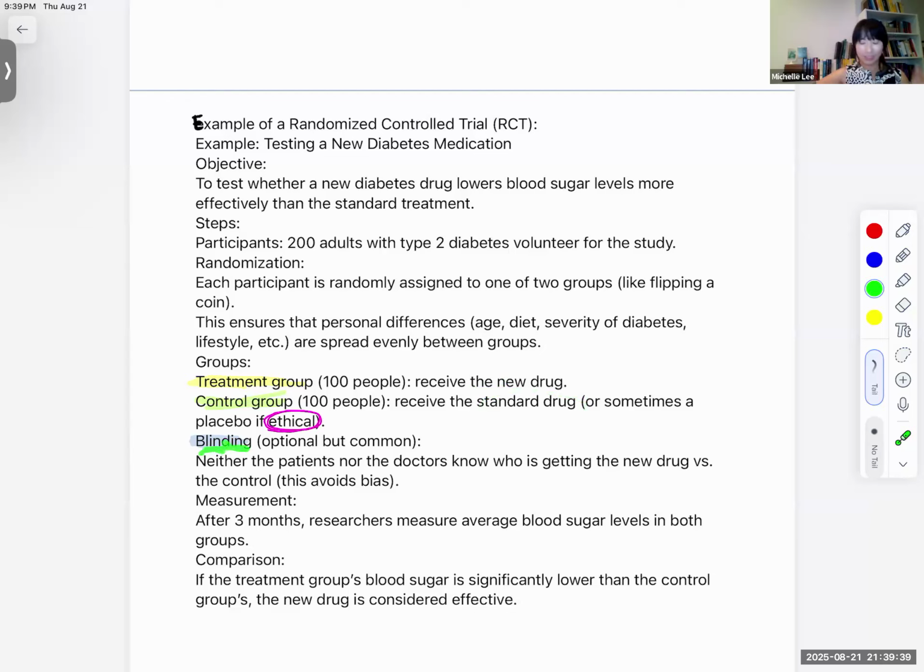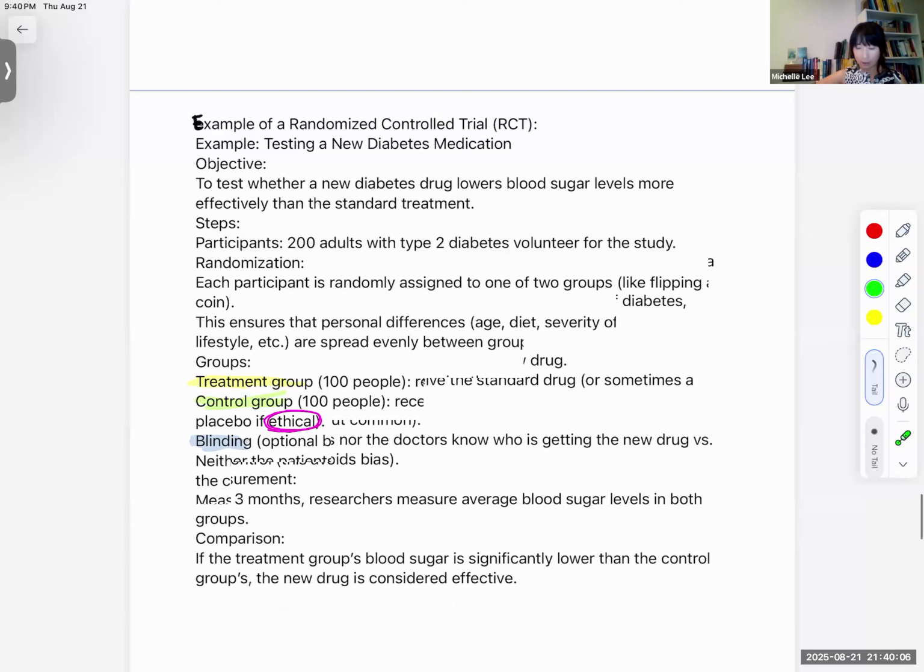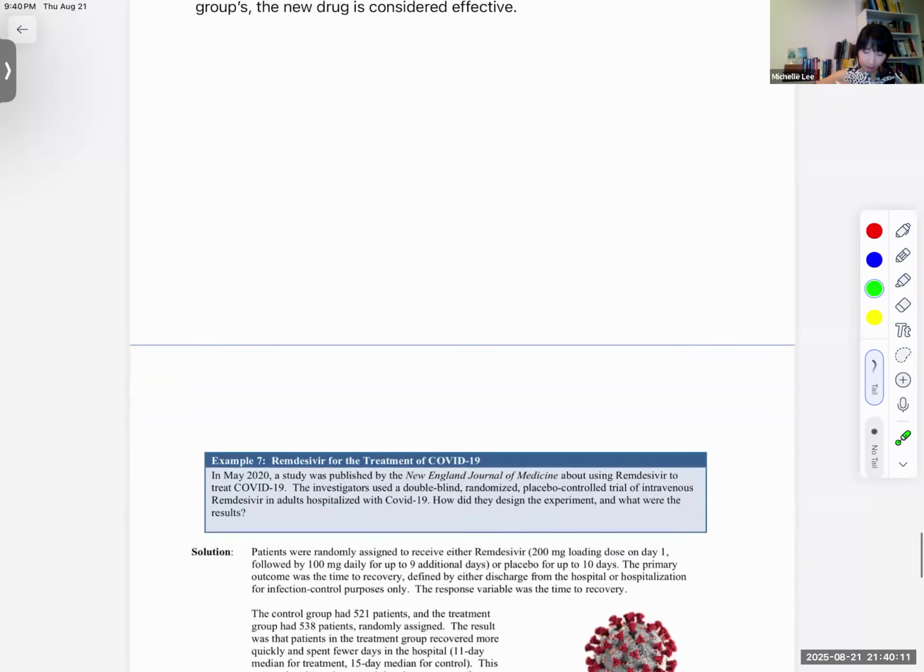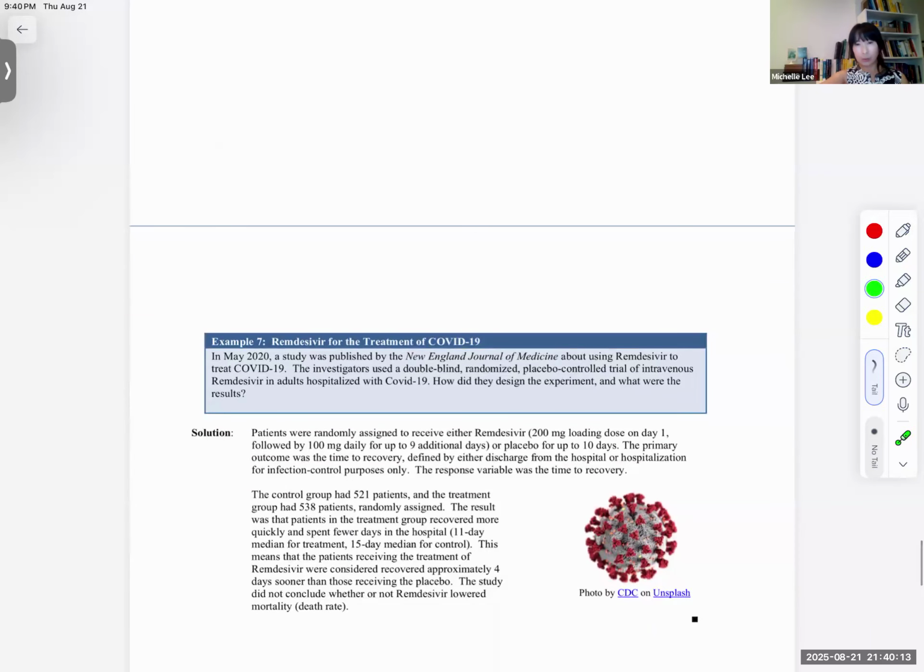blind study. Neither patients nor doctors know who is getting the new drug versus control, right? And then measurement after 3 months: the researcher measures average blood sugar levels in both groups. Comparison, which one is better? Okay, so we understand all the terminology. All right.